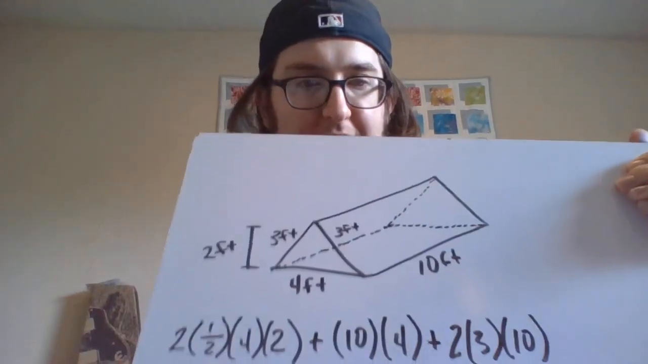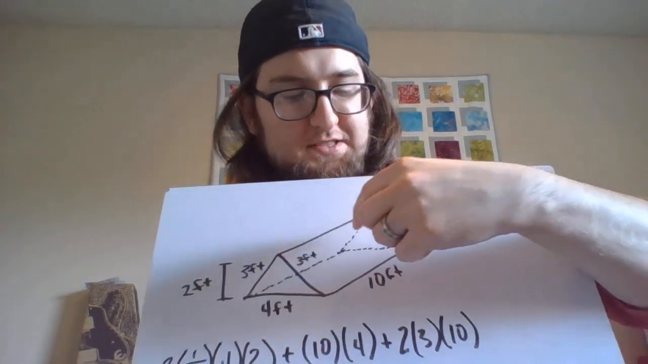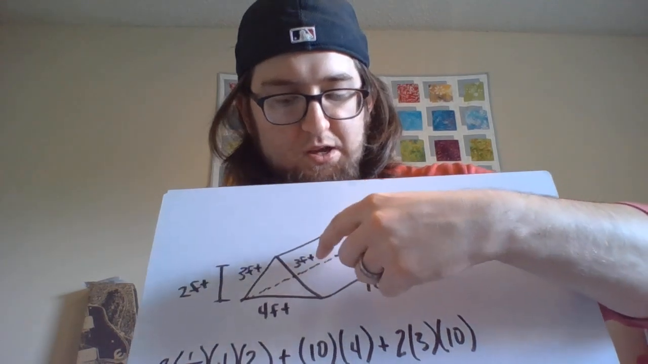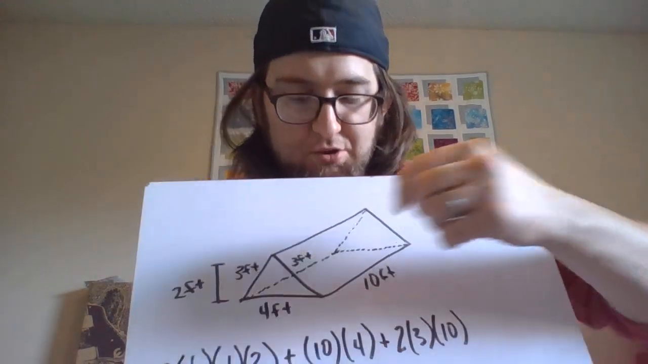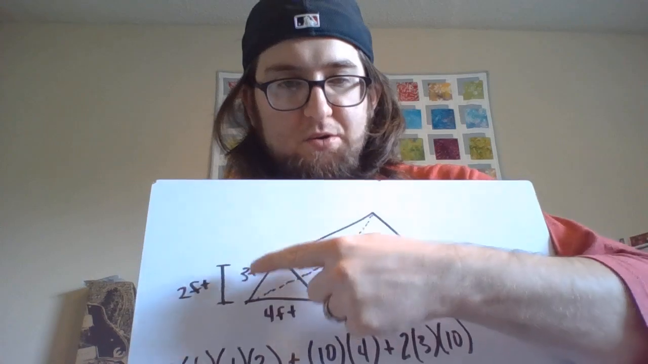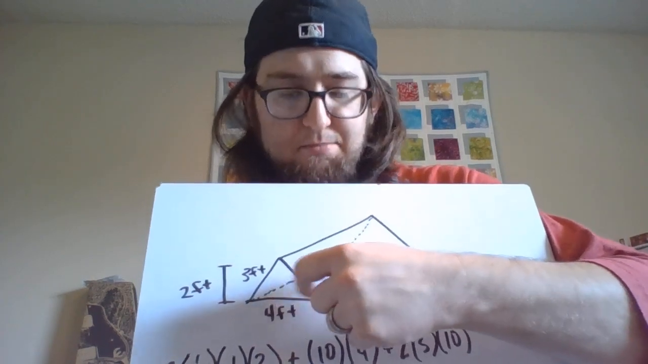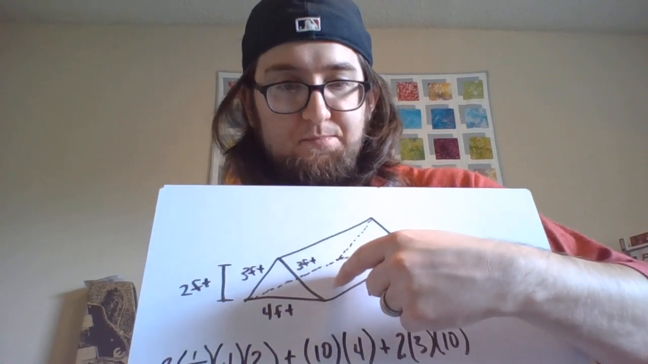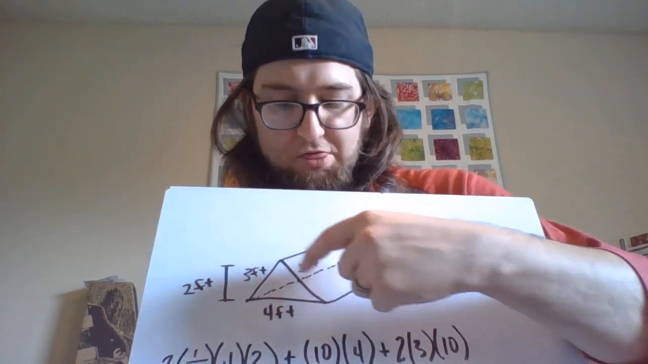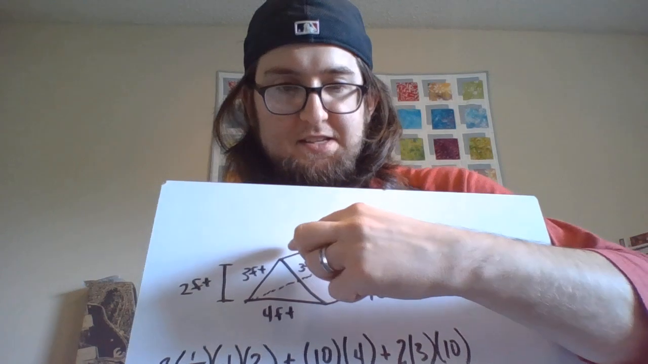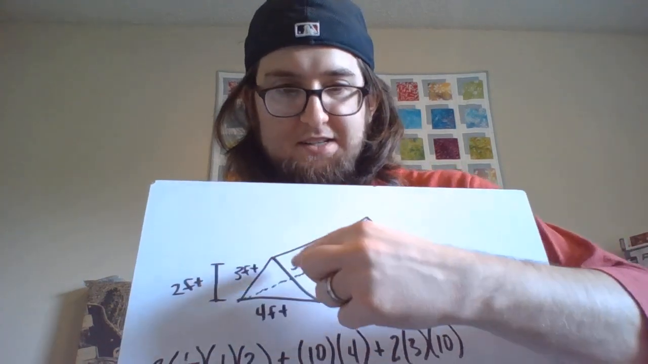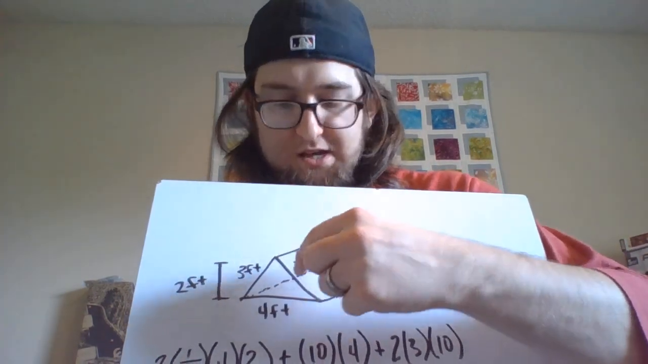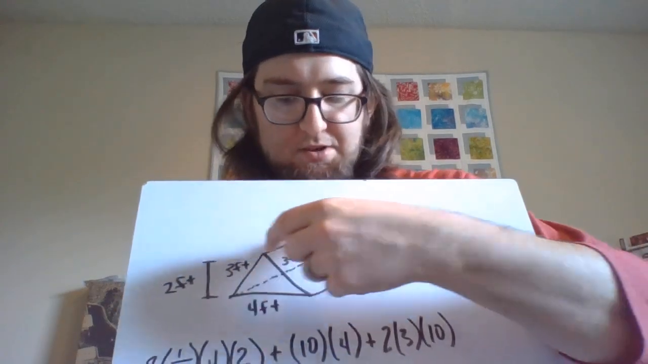But then when I look at the rectangles, even though they may look the same, these 3 rectangles are not the same. How do I know that? Because of the lengths of my triangle here. I know my bottom rectangle is going to be 4 times 10. That's the bottom. But the sides are going to be 3 times 10 because these legs of the triangle here are 3 feet. So we're going to do 3 times 10 and 3 times 10.